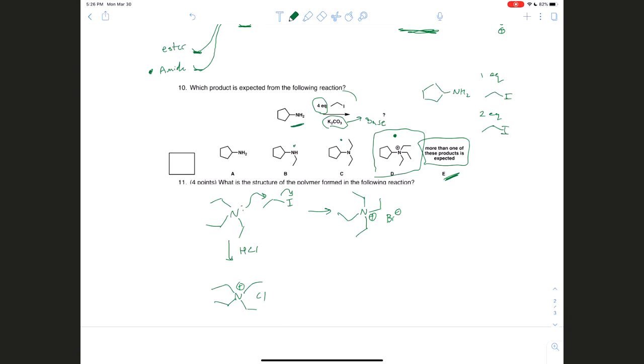Oops, I didn't mean to draw that last one. This salt will actually be downhill because the HCl brought a lot of energy with it.